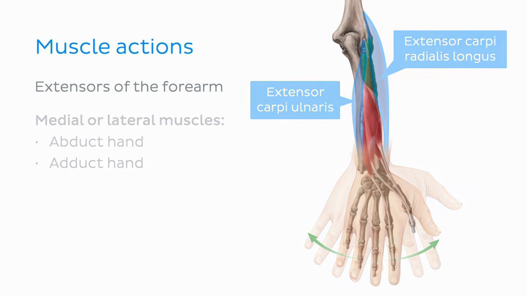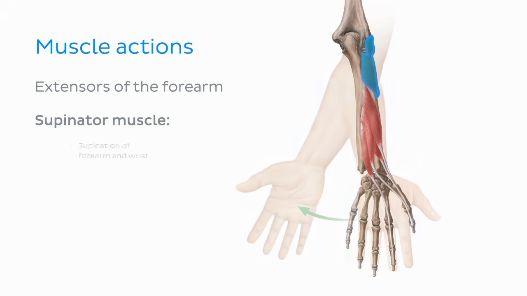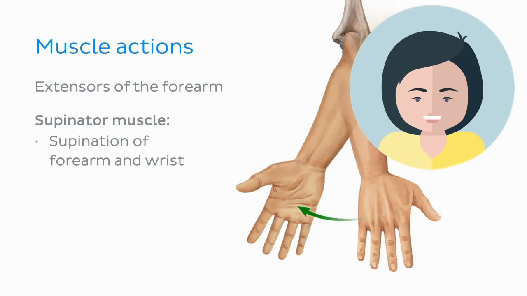There's one unique muscle, however, and that's the supinator muscle. The supinator muscle produces supination of the forearm and wrist at the radio-ulnar joints. This movement can be hard to visualize, so why don't you try producing these movements yourself?